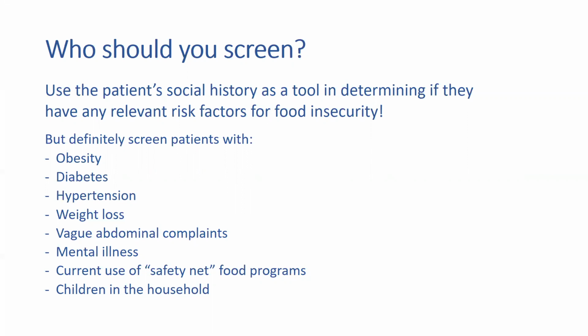Obesity, diabetes, hypertension, weight loss, vague abdominal complaints, mental illness. Those are medical conditions, all of which are tied to nutritional intake in different ways, and therefore are relevant with food security. You should also screen patients that are currently using safety net programs for food assistance, whether it would be federally funded programs for food assistance or locally based food pantries or food banks. You should also always screen people who have children in the household, as we learned that children are a significant risk factor for food insecurity.